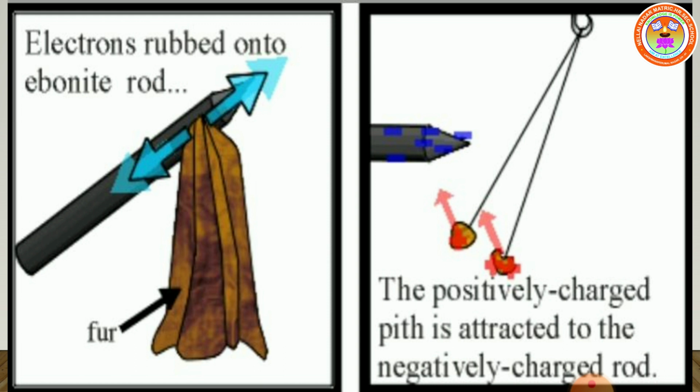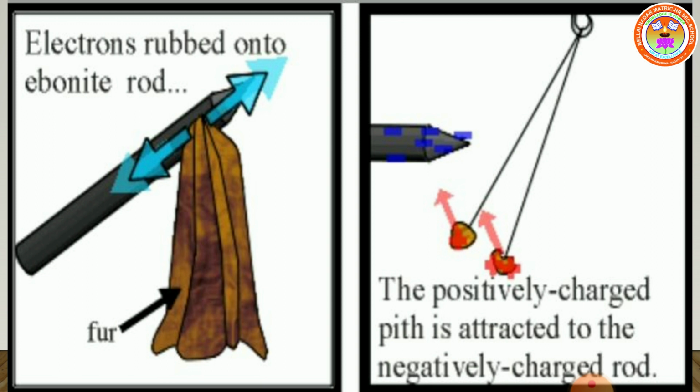Next, an ebonite rod. Ebonite rod means a rod made of vulcanized rubber. Okay, when an ebonite rod is rubbed with fur.